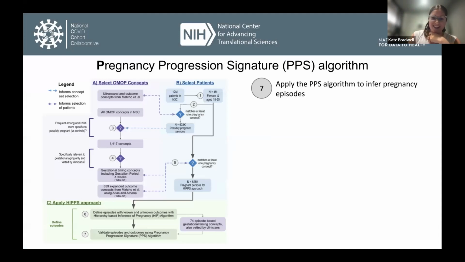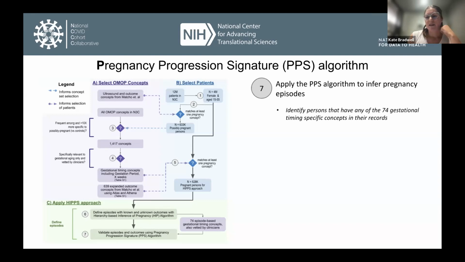So given all that, and given the further concepts that we had defined, we applied our second algorithm, which is the pregnancy progression signature algorithm. And so that's applying a more detailed iteration over the concepts and saying, do we actually see a progressing pregnancy occurring? And that lends more confidence to the estimates or inference of episodes.